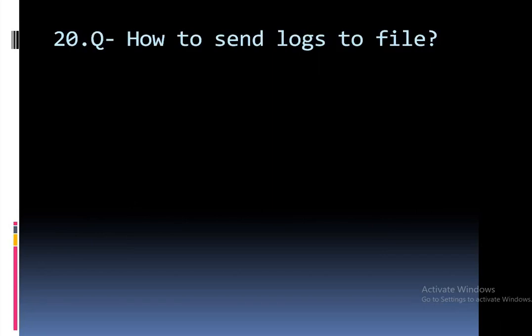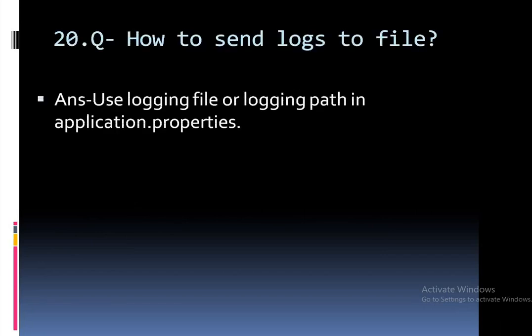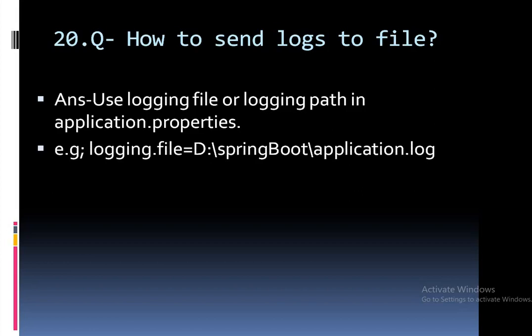How to send logs to a file? To send logs to a file, use logging.file or logging.path in the application.properties file. We need to mention logging.file or logging.path in application.properties to send logs to the file. For example, logging.file equal to, and we need to give the location, that is D drive or E drive, and the detailed path of the folders containing that file.